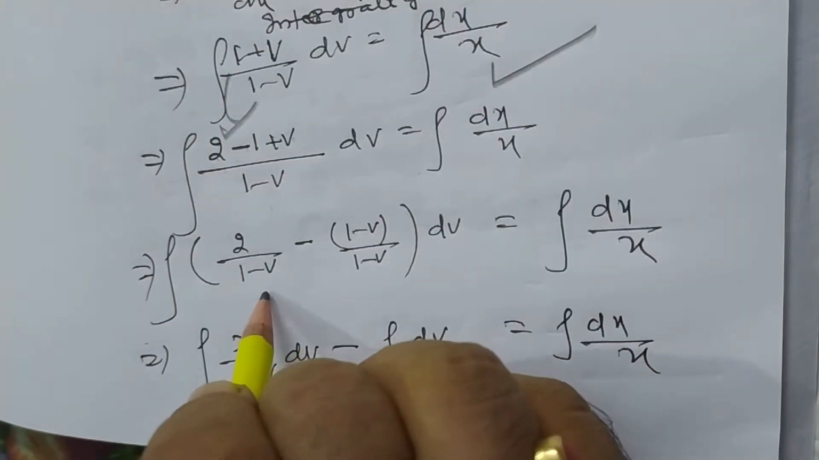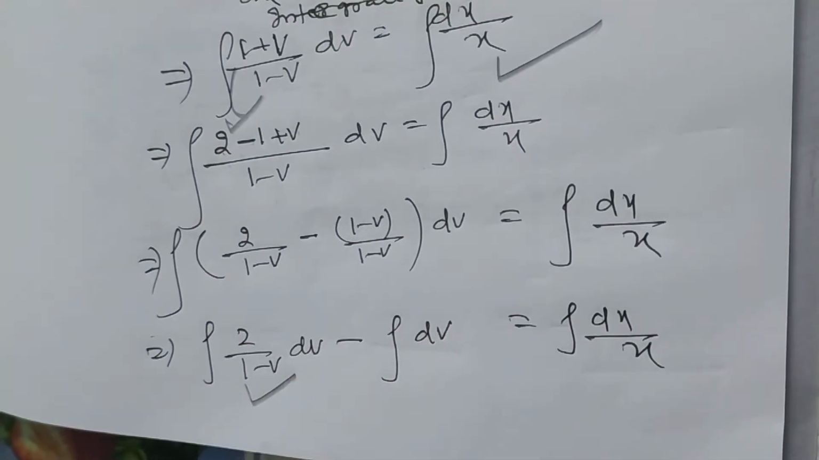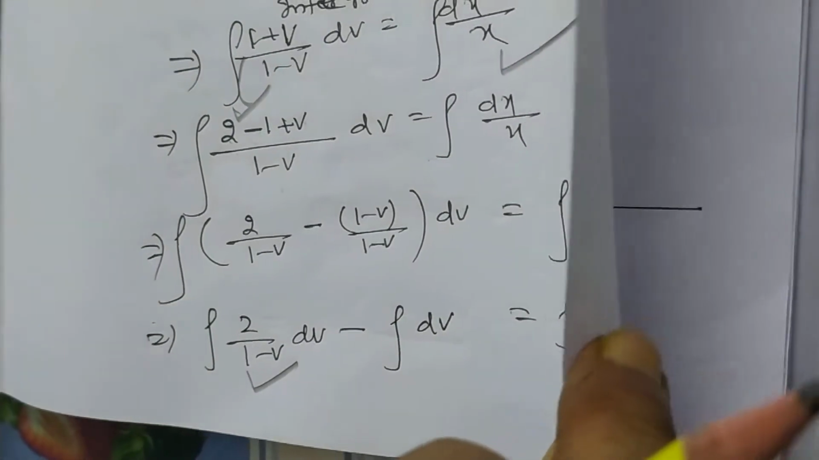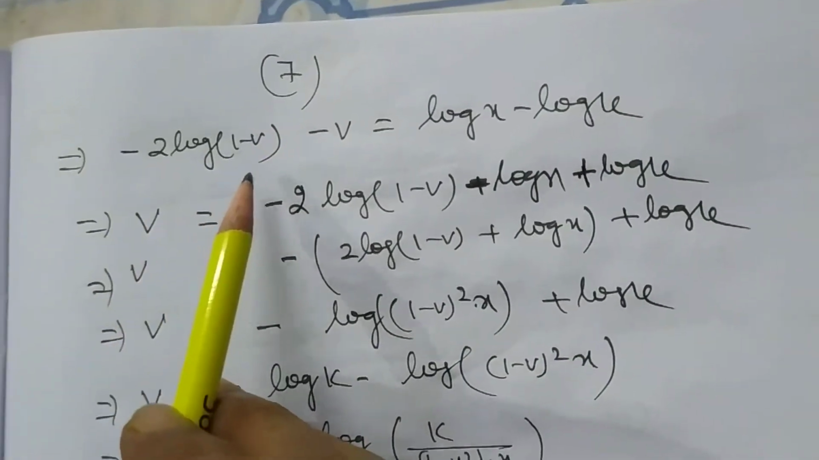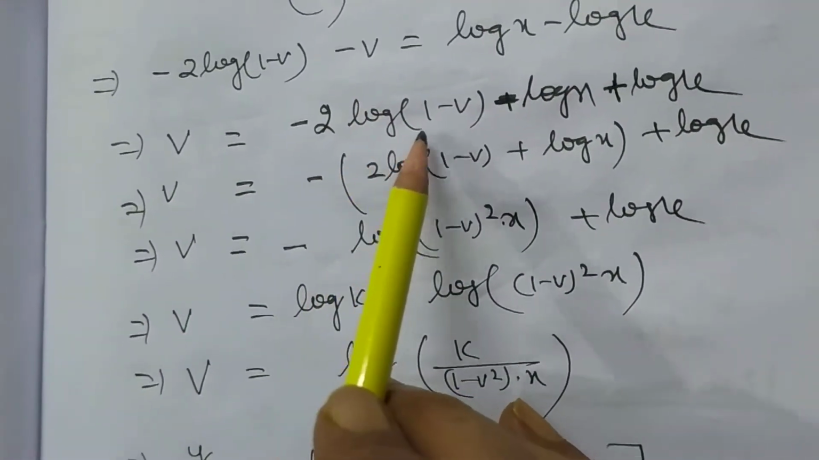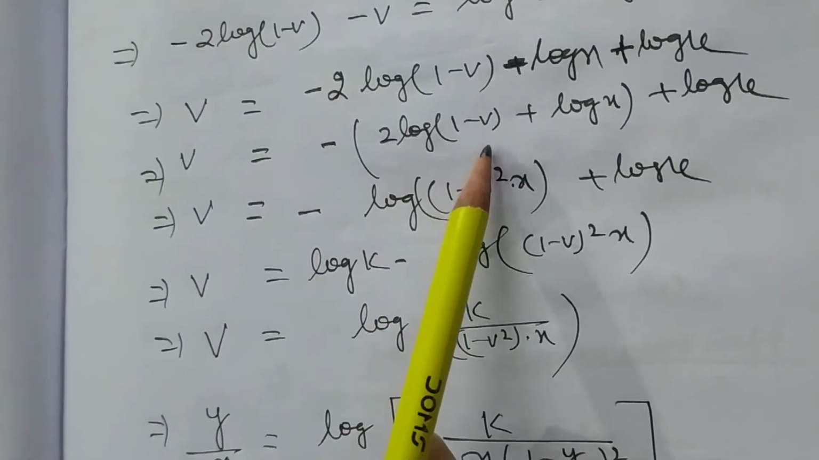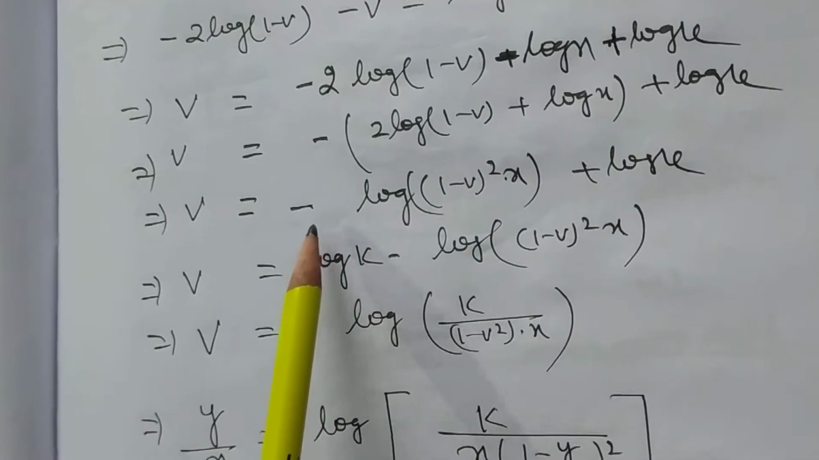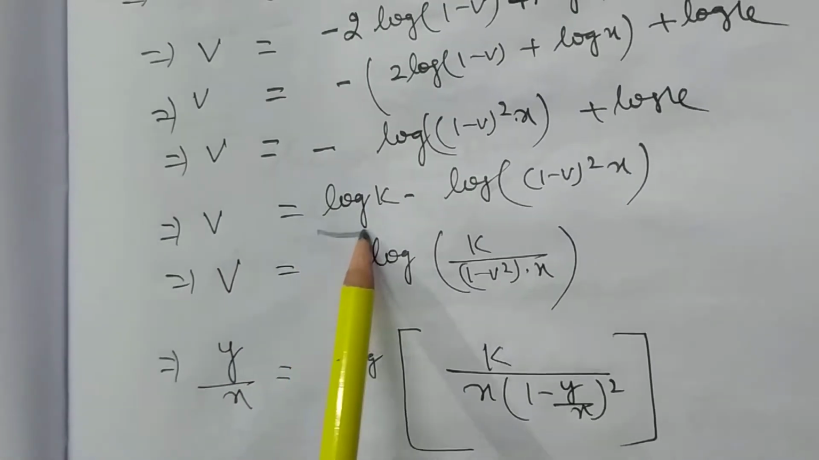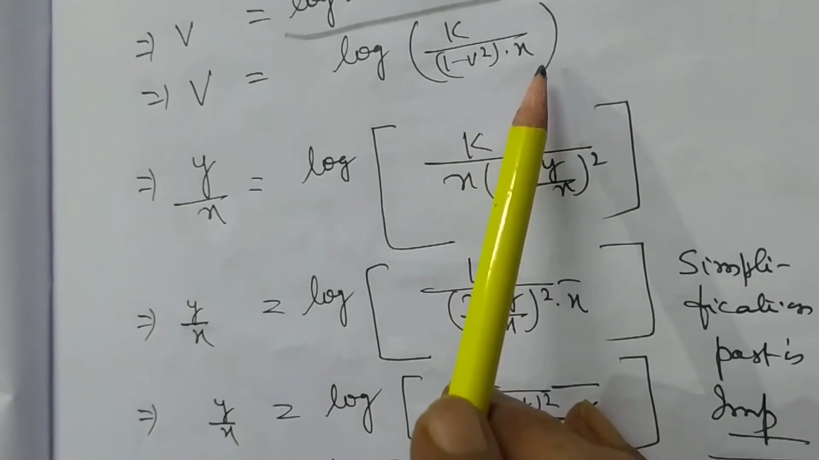So now 2 by 1 minus v minus (1 minus v) by 1 minus v. It is 2 by 1 minus v dv minus integration of dv is equal to integration of dx by x. So minus 2 log (1 minus v) minus v is equal to log x minus log k. So v is equal to minus twice log (1 minus v) minus log x plus log k. And it is minus log (1 minus v) square into x plus log k. So v is equal to log k minus log (1 minus v) square x, so v is equal to log of k by (1 minus v) square into x.